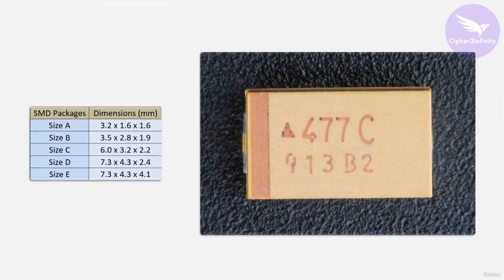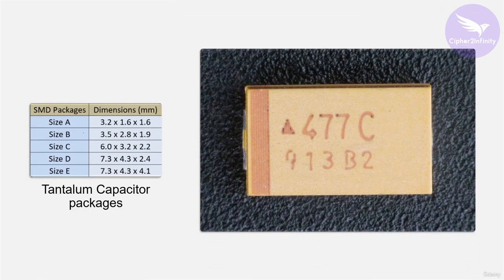Now let's see the packages in case of tantalum capacitors. You can see these are the different packages for tantalum capacitors, and I have also given the dimensions for all these packages. In these packages it's not like some of them are very widely used. Whereas in case of MLCC capacitors, we discussed that 0603, then 0805, then 1206 are very widely used, in case of tantalum capacitors there is nothing like that. It actually depends on the application requirement.